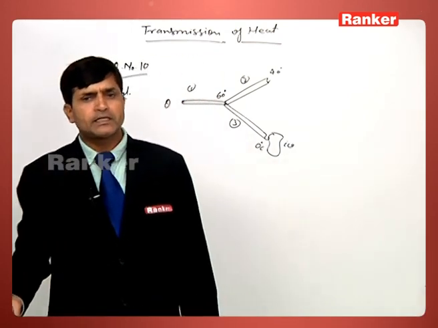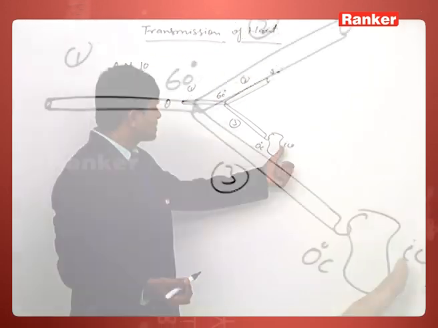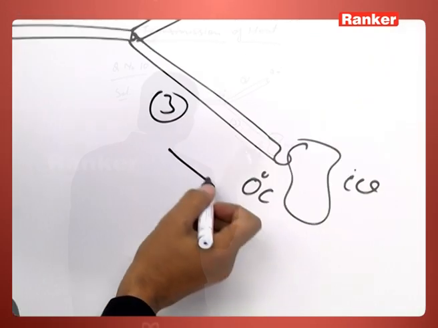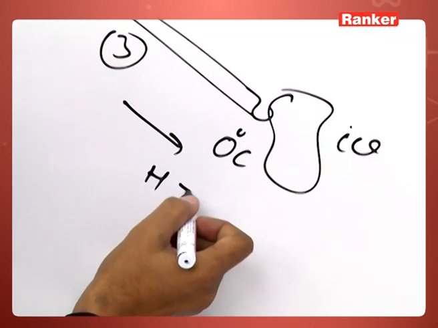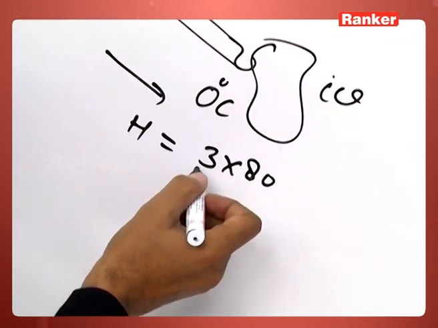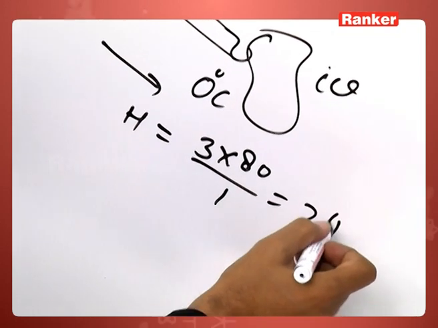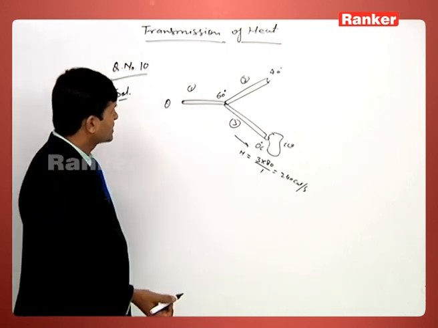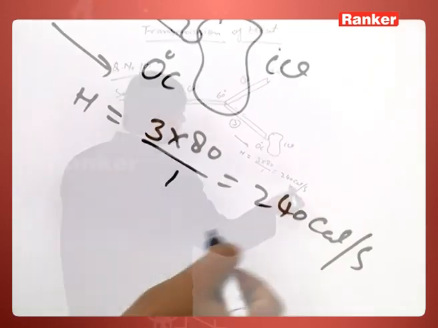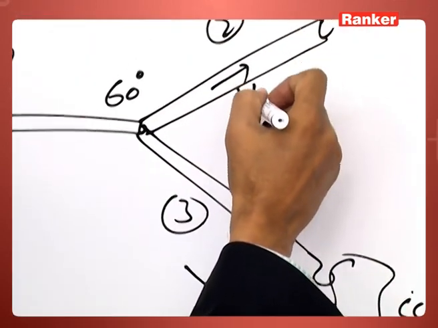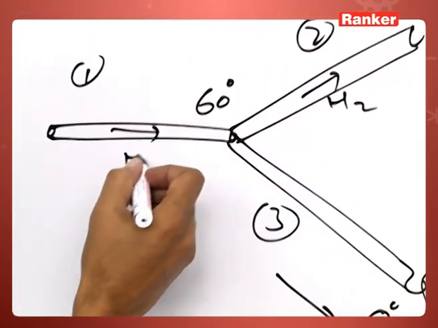It is given that 3 gram of ice melts per second, so we can calculate how much heat is coming here. Heat is coming at 3 into 80 calorie per second. So 240 calorie per second of heat is coming here. That is H1 we can say. Here we can say H2. H is this.